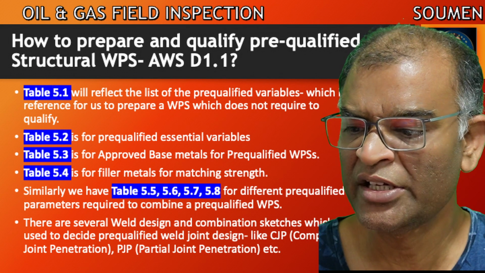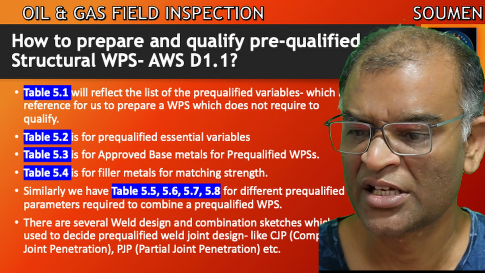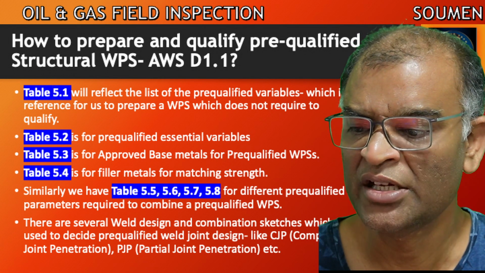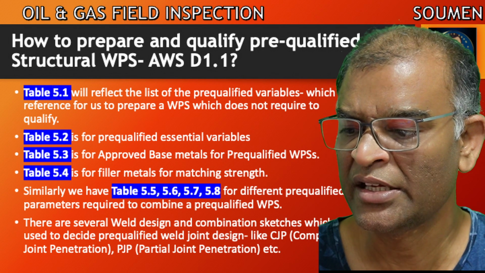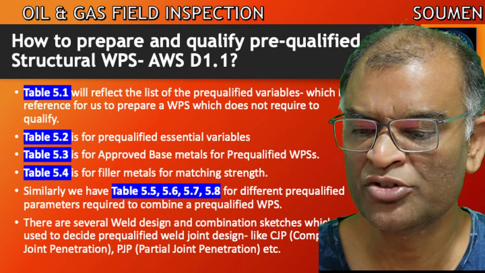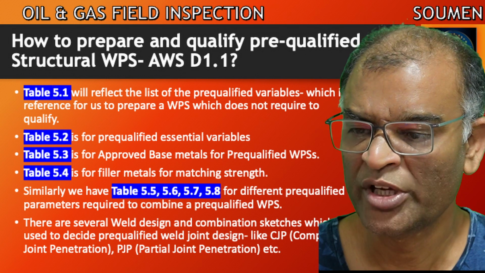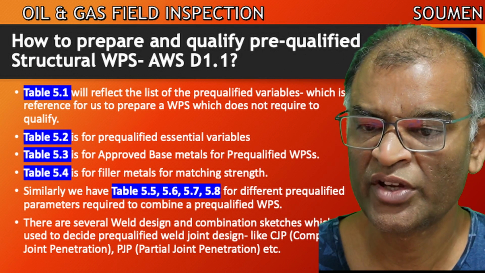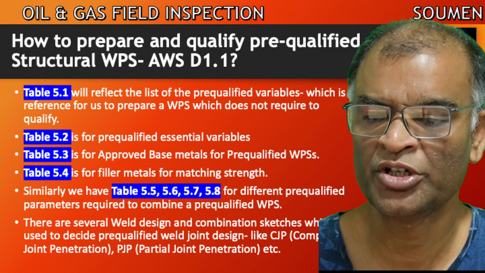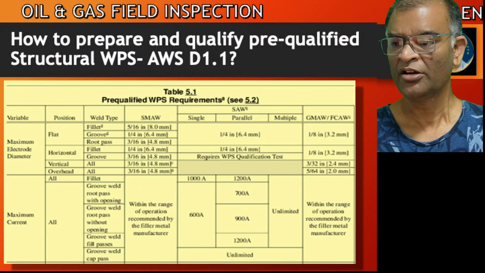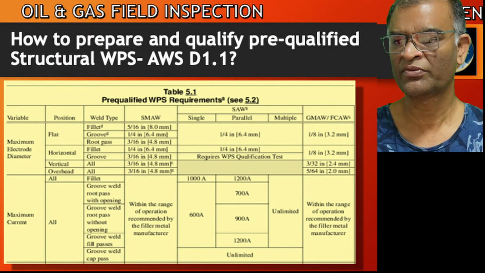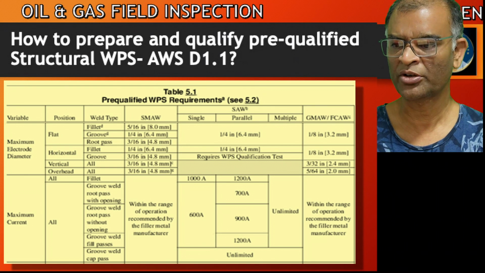There are several welding design and combination sketches which are used to decide pre-qualified joint design, like CJP is complete joint penetration, PJP for partial joint penetration. We have to select the right figure from here and put it in our WPS. Now let us go through a glance of a few tables which are important.